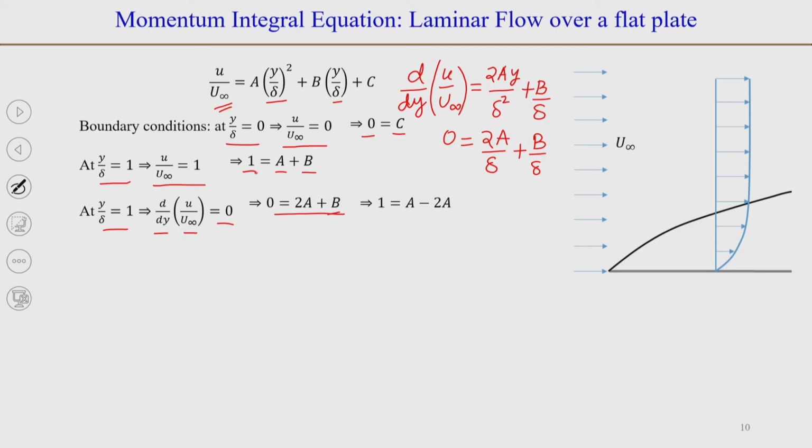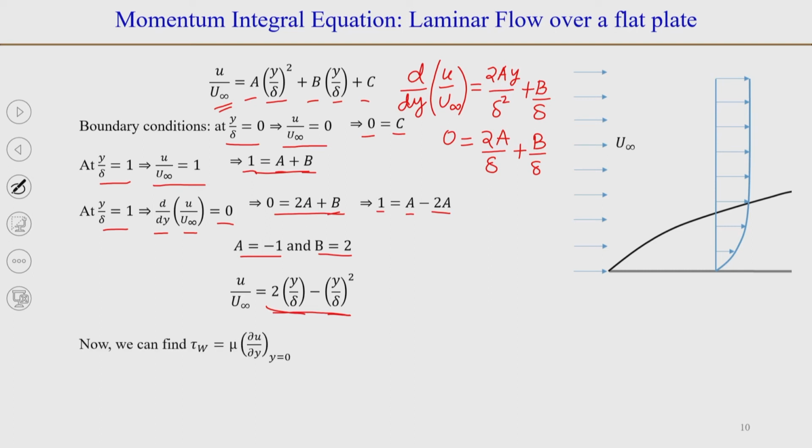And we can substitute in this equation. So, we will get 1 is equal to a minus 2 a, or minus a is equal to 1, or a is equal to minus 1, and b is equal to minus 2 a. So, b is equal to 2. So, when we substitute the values of a, b, c, the equation becomes u by u infinity is equal to 2 y by delta minus y by delta squared. So, if we assume a parabolic or quadratic velocity profile, using the boundary conditions, we get this velocity profile.